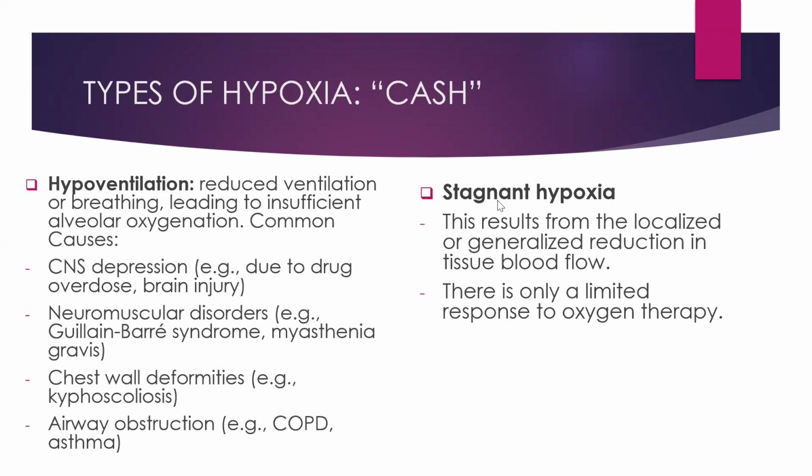I mentioned stagnant hypoxia, when there is a reduced, localized, or generalized reduction in tissue blood flow. In polycythemia, when you have increased blood viscosity, you can have hypoxia because the amount of oxygen that is being delivered to tissue is reduced.